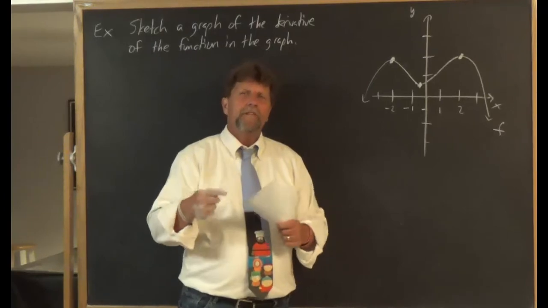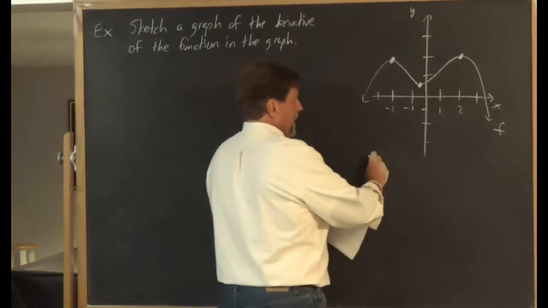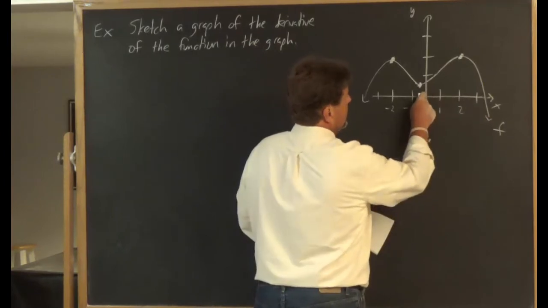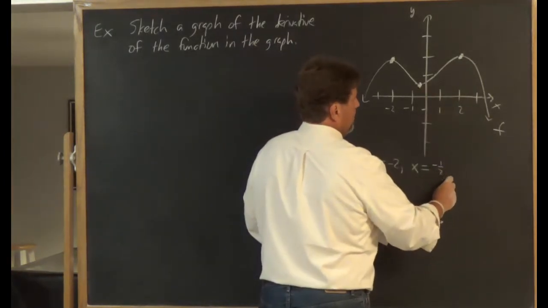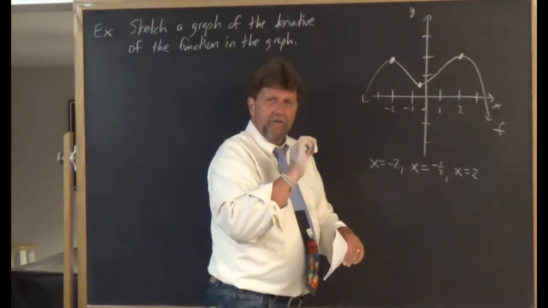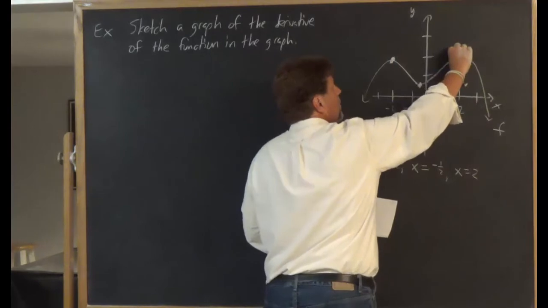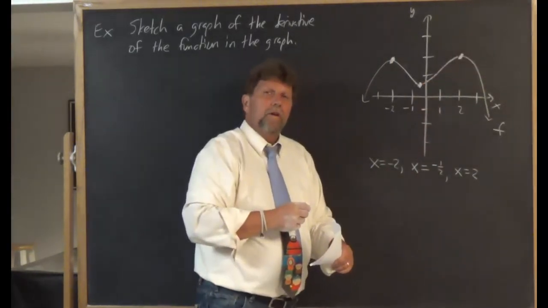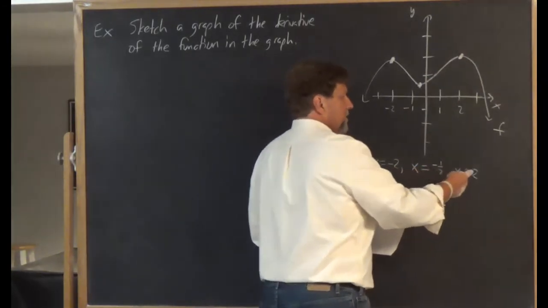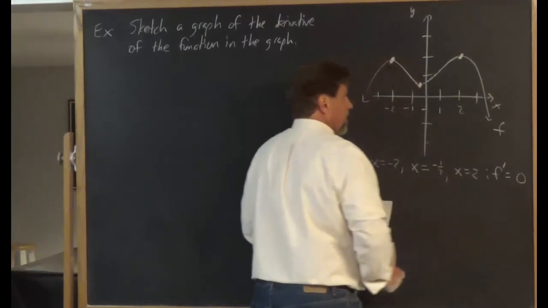Well, let's think. The derivative tells us the slope of tangent lines. So the first thing that jumps out at me is that at x equals -2, at x equals, I'm going to say that's about -1/2, and at x equals 2, it looks like if I were to draw tangent lines at those three values of x, the tangent lines would be horizontal. Horizontal lines have a slope of 0. So at these three values of x, I know the derivative is 0.